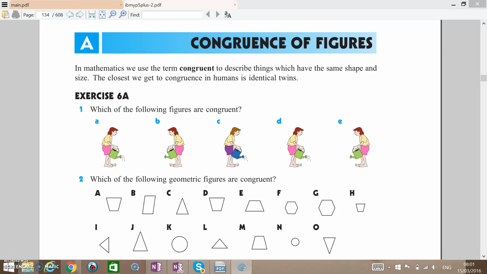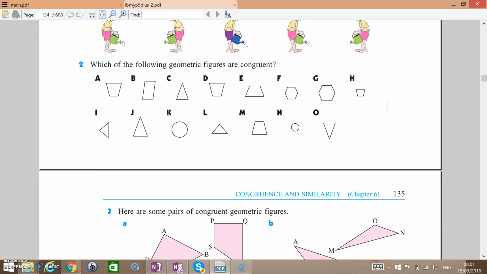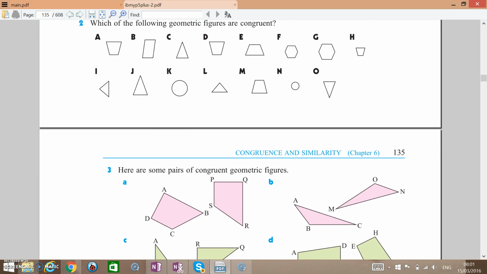A and D are identical in shape. C is also, right, it's a different color, but that doesn't matter. Now, B and E are congruent as well, because they don't have little things coming out of their can. Now, in this exercise here, just pause the recording for a second, and see if you can work out which of the following figures are congruent.